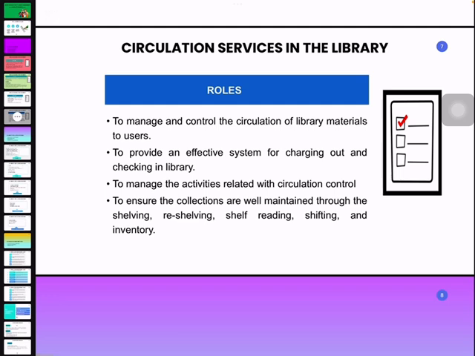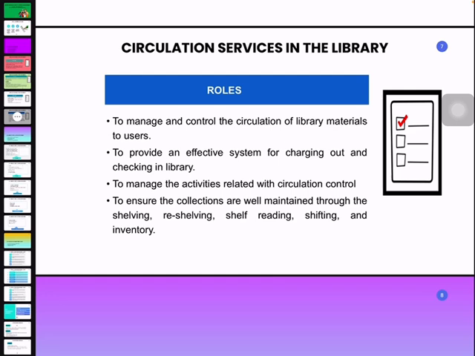Alright, now the roles of circulation service in the library. To manage and control the circulation of library materials to users, they will handle circulation, tu maksudnya the process of borrowing and returning materials among the users, to provide an effective system for charging out and checking in the library. Bila ada circulation service ni, diorang akan bertanggungjawab untuk buat satu sistem yang lebih cepat, yang lebih berkesan pada user, untuk user pinjam dan pulangkan buku dengan cepat.